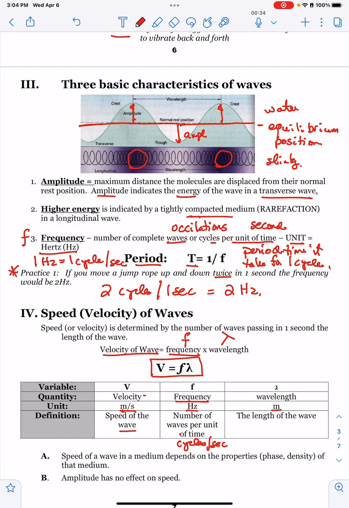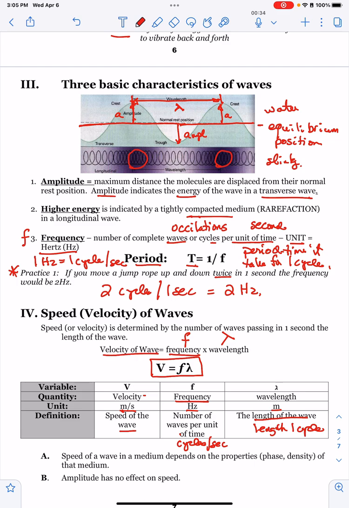Let's back up and talk about that for a minute. We talked about the amplitude. Here was the amplitude. The distance from crest to crest of the wave, 1 complete cycle, is called the wavelength. The distance of one complete cycle of the wave, from crest to crest or trough to trough, is called the wavelength, and that's described by the Greek letter lambda. So that's the length of one cycle.